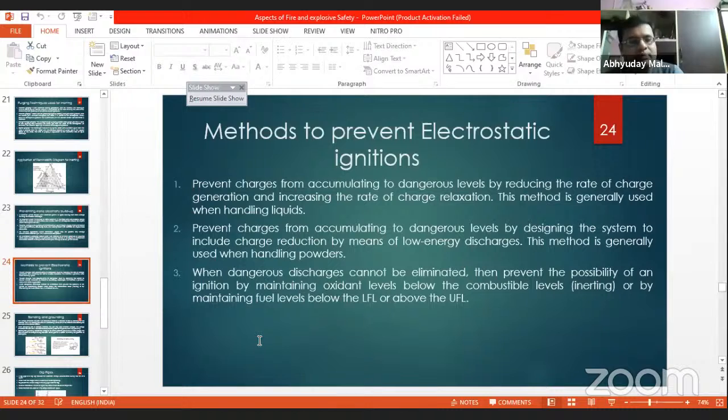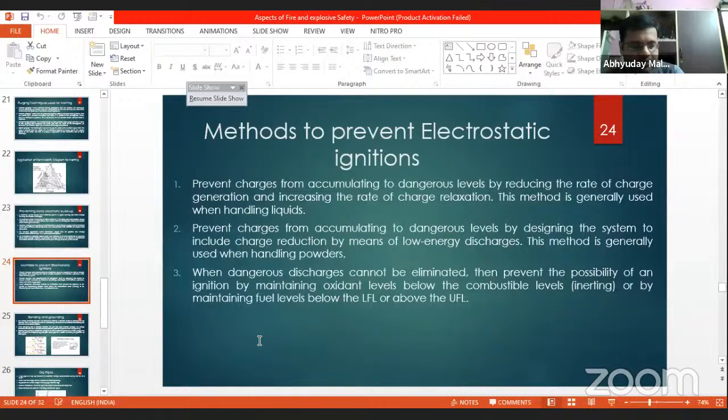Now, in some cases, it happens that we cannot entirely eliminate dangerous discharges. Then what we can do is we let the discharge happen, but we don't let the discharge give rise to a fire. How? By maintaining oxygen levels or oxidant levels below the combustible levels, that is by inerting, or by maintaining the combustible levels below the LFL or above the UFL.